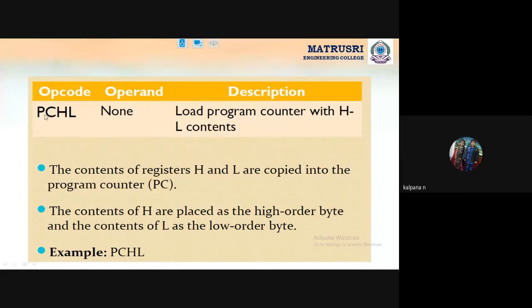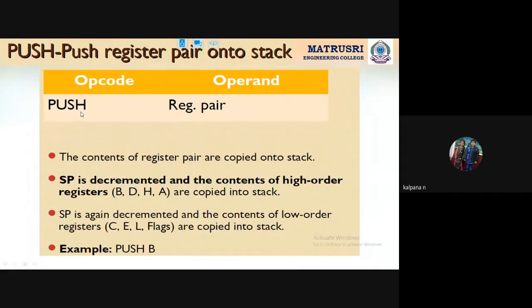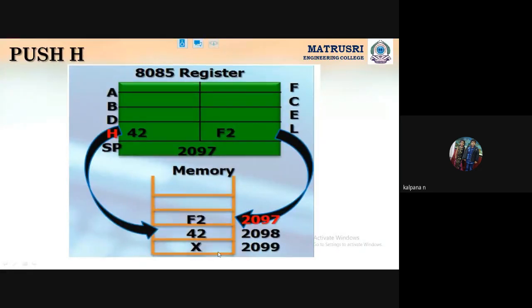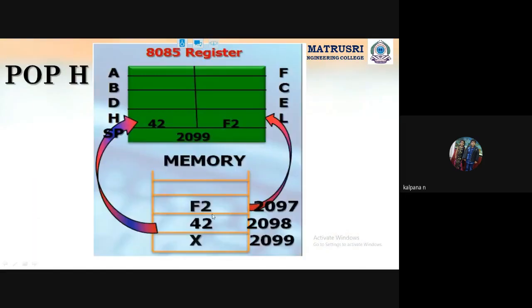PCHL means program counter. The data present in HL will be moved into the program counter. PCHL means if HL consists of 2500, then that 2500 is moved into the program counter. Next, push. Push is used to insert the data into the stack pointer. Pop is used to take the data from the stack pointer.